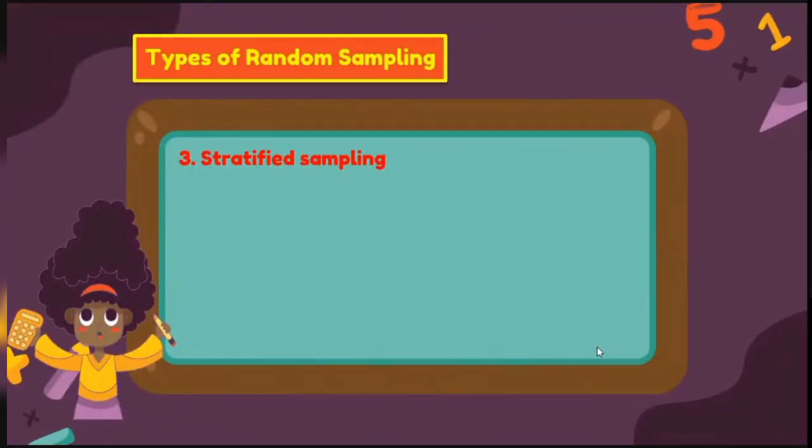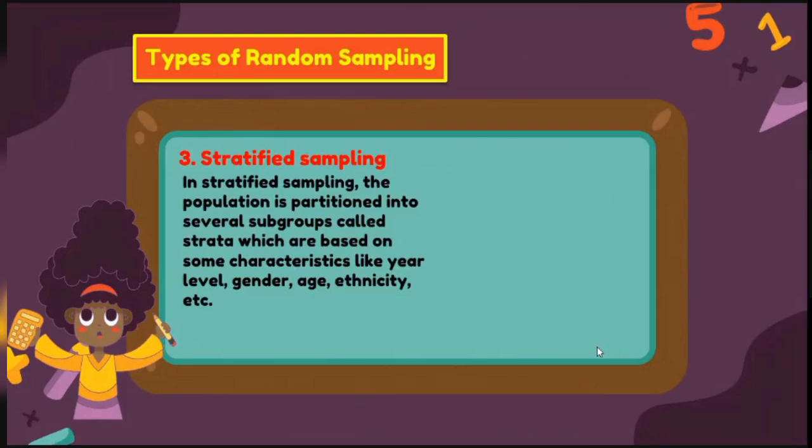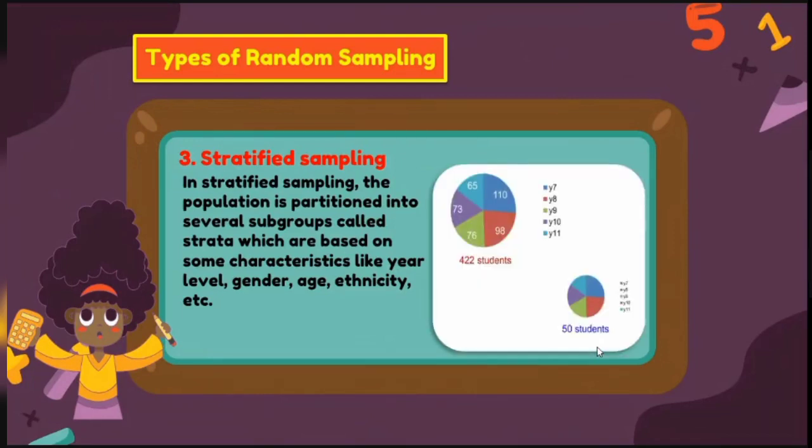So next one, for number 3, I have the stratified random sampling. For stratified random sampling, the population is partitioned into several subgroups called the strata, which are based on some characteristics like year level, gender, age, ethnicity, and etc. So for my given illustration, let's say I have different students, especially from junior high school to senior high school. So by applying stratified random sampling, I just group the following students into their common characteristics.